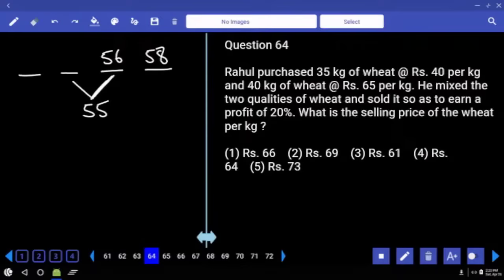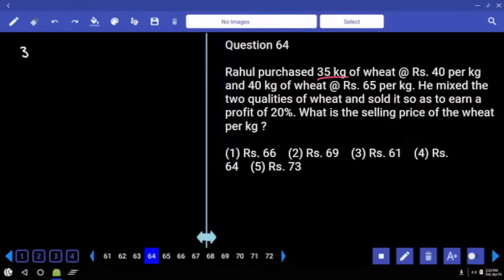Rahul purchased 35 kgs of wheat at 40 rupees per kg and 40 kgs of rice at 65 rupees per kg. He mixed the two quantities and sold it so as to earn a profit of 20%. What is the selling price per kg? Okay. First variety, 35 kgs, each priced at 40. Right? Second variety, 40 kgs, each kg priced at 65. Cost price of first variety, cost price of second variety. When you add both, you'll get the total cost price, right?